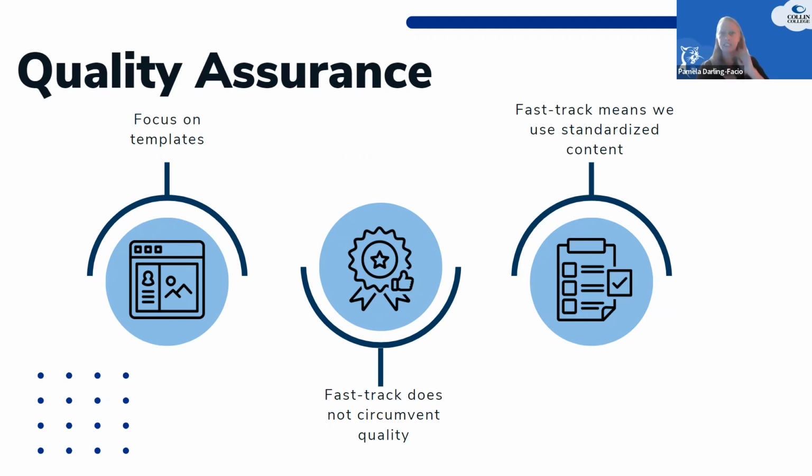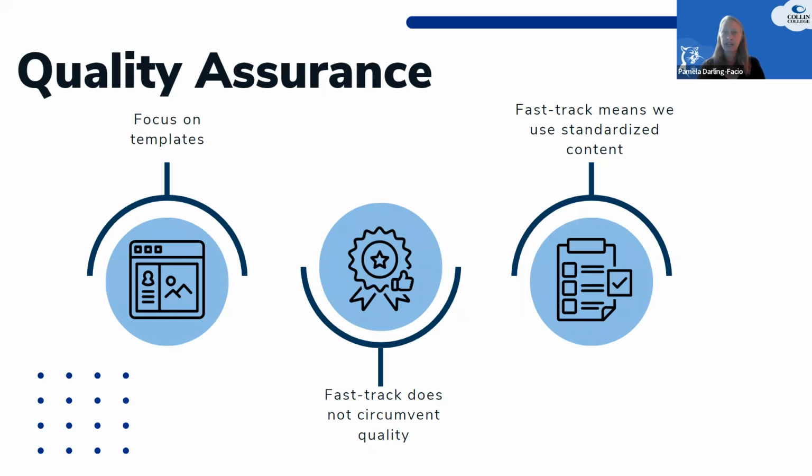The second thing that we did was making sure that our fast track did not circumvent the quality. We wanted to redesign our checklist, and it actually became quite a bit more robust. We really looked at our existing checklist that was an Excel document, as well as the Quality Matters rubric, and merged the two together to come up with something that was in the middle.